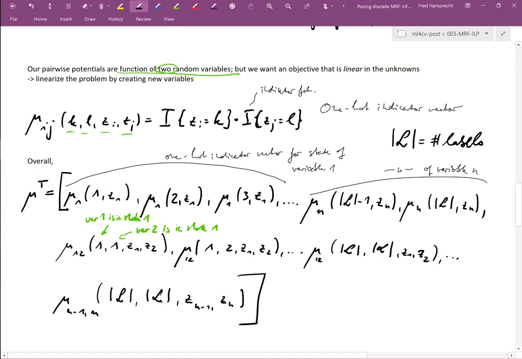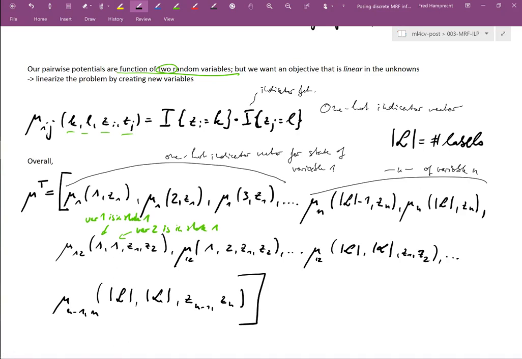And so if we have, let's say, 1,000,000 pixels and we have 20 possible labels, then this part of the indicator vector alone will already have 20 million entries. Okay, so for each variable, one entry for each of the possible states that this variable could be in. And now it gets worse because now we also need indicator vectors for the state that pairs of variables are in.